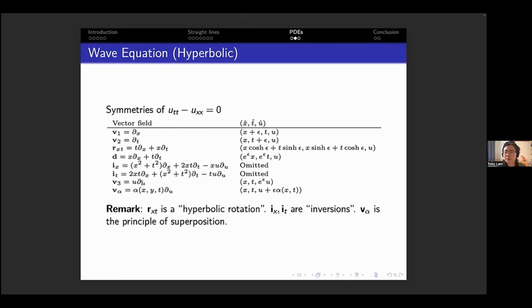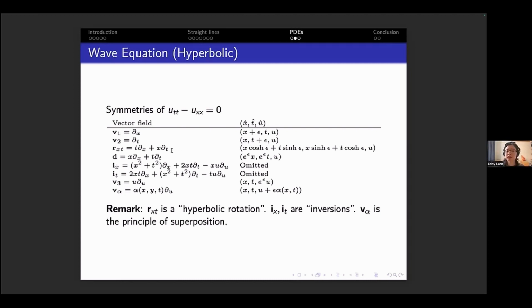V3, I'm just expanding the amplitude of the wave. That's also not very interesting. With alpha, what I'm saying here is that if alpha is a solution to the wave equation, I can add it on to any existing solution. So I'm just saying the principle of superposition. What's far more interesting is perhaps this hyperbolic rotation and these inversions here. So I'm going to focus on the hyperbolic rotation.